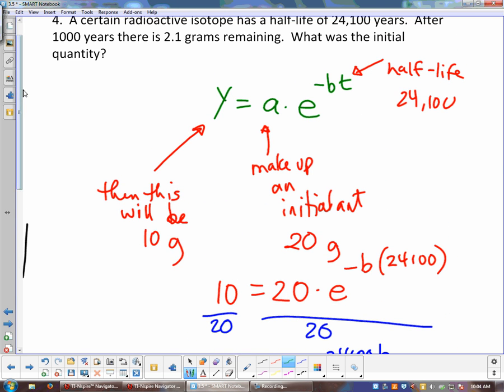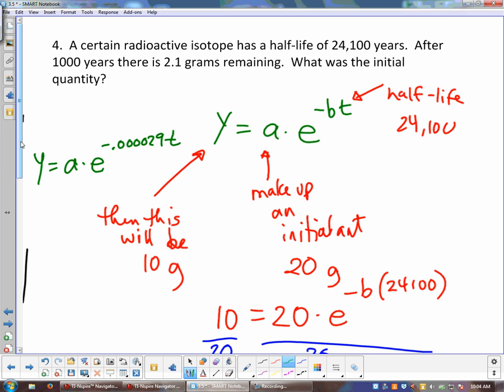Fill that in for the b. So we're going to have y equals a times e to the negative 0.000029t. All right? And we now know that we are told that after 1,000 years, there will be 2.1 grams remaining. So what are we going to do with the 1,000? What are we going to do with the 2.1? Bailey? All right, so 1,000 is going in for the t, and the 2.1 is y. Do people agree with that?